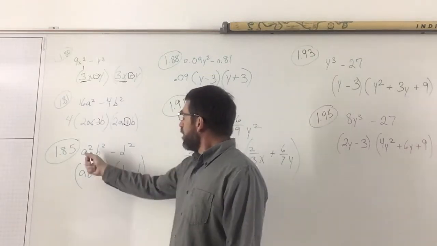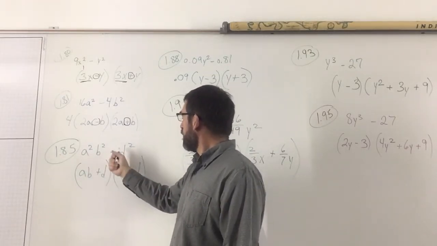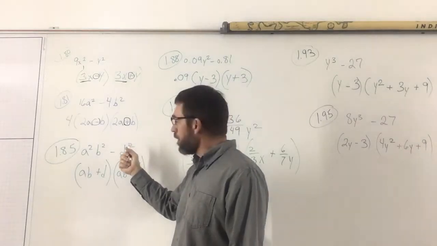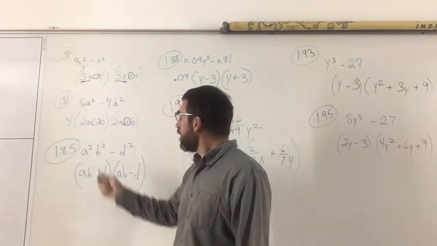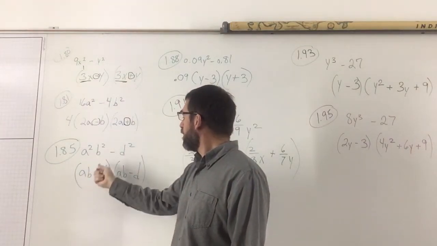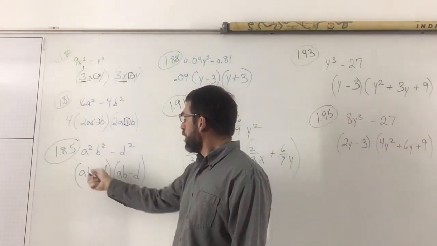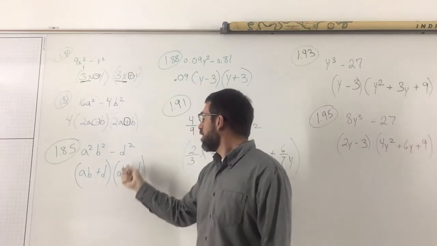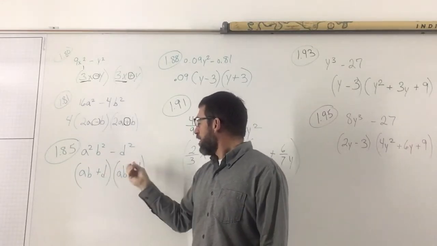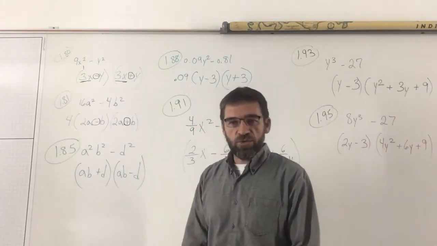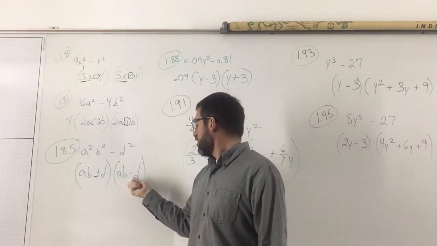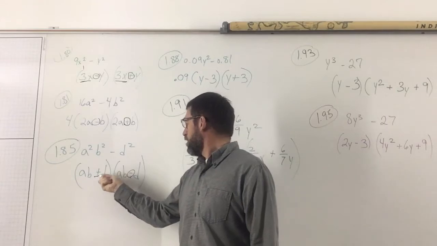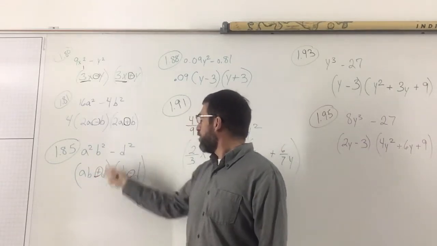Here we do the same thing. A squared, b squared, negative d squared. This is 185. And you see what I did? I just put 1a down, 1b down, 1d down. And again, I put them in parentheses. And over here, I did the same thing. The only difference you will see between these two is, again, positive, negative. And I just took one of each.